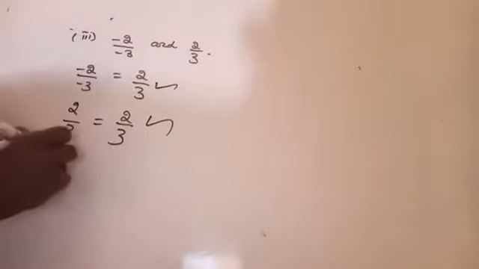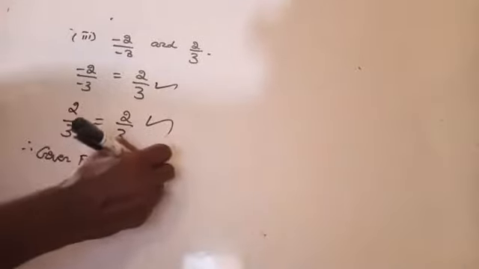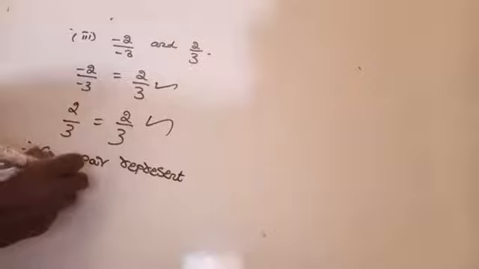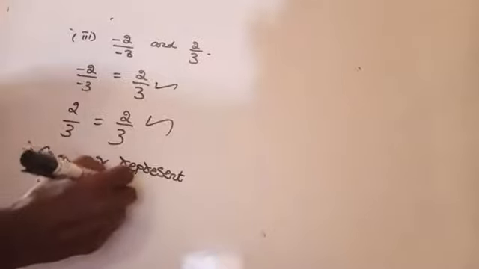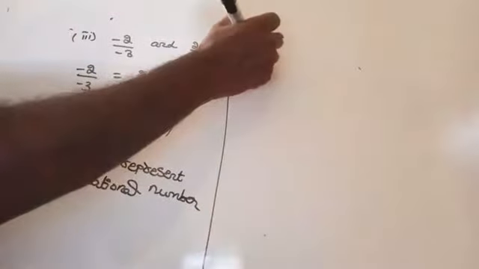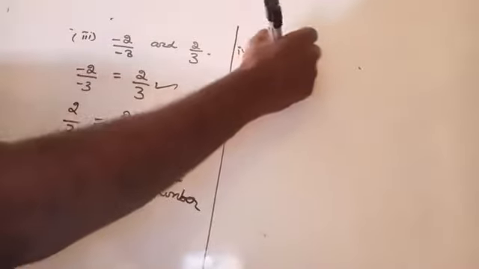Therefore, the given pair represents the same rational number. Am I right here? Yes. Look at the fourth part now. What is the fourth part given for us? That fourth part is minus 3 by 5 and minus 12 by 20.